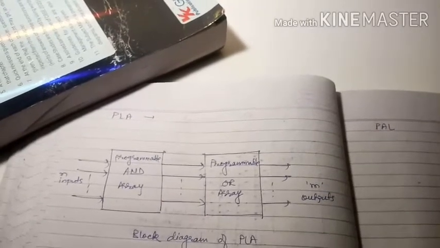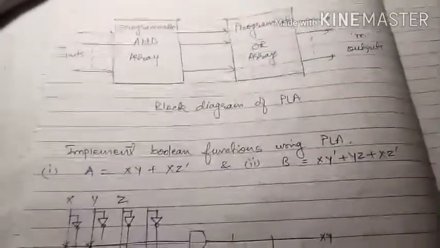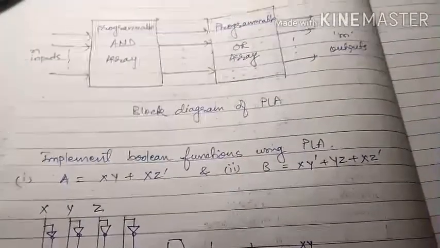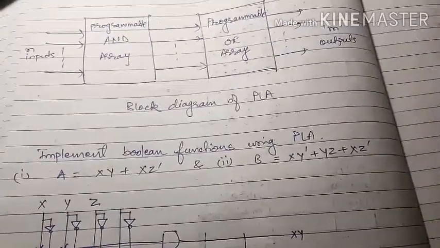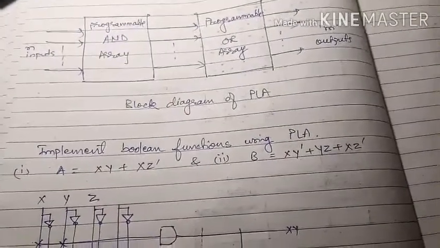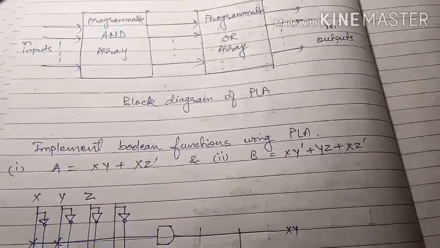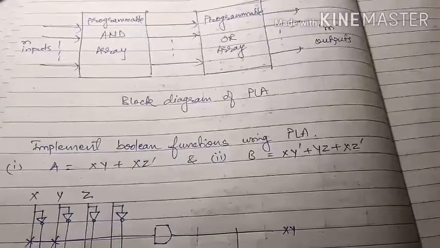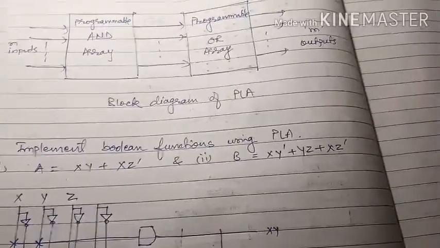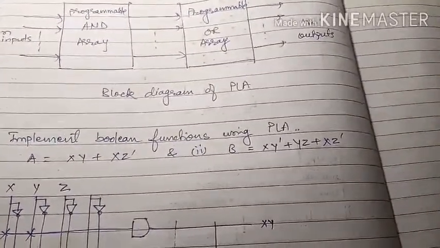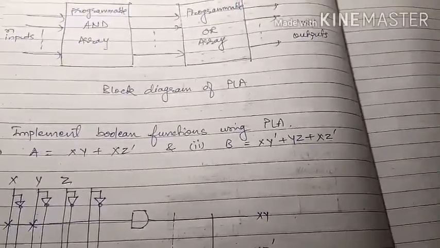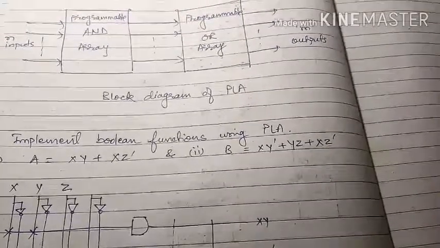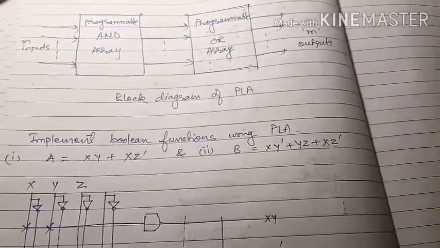Now, let us see an example. Implement the Boolean functions using PLA. Two Boolean functions we have taken. A is equal to xy plus xz dash, and the second function is B is equal to xy dash plus yz plus xz dash. So both the Boolean functions A and B we are going to implement in one PLA circuit.